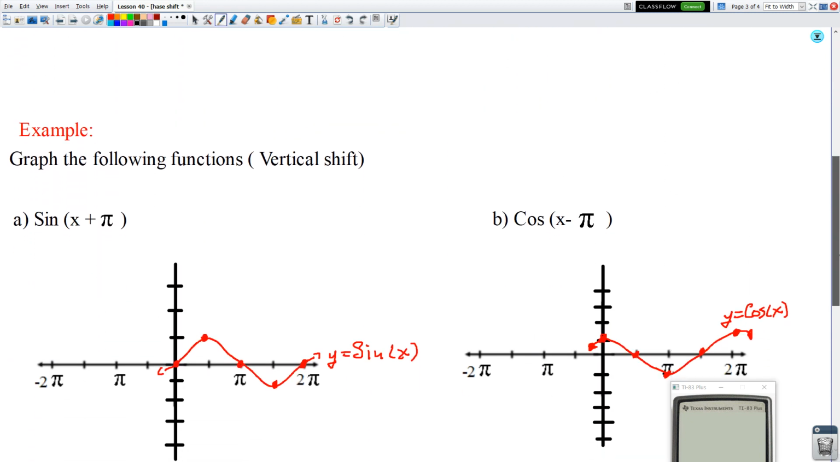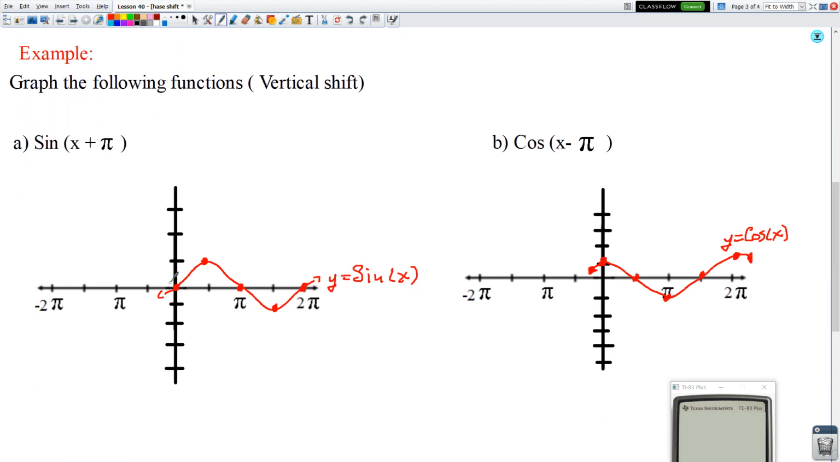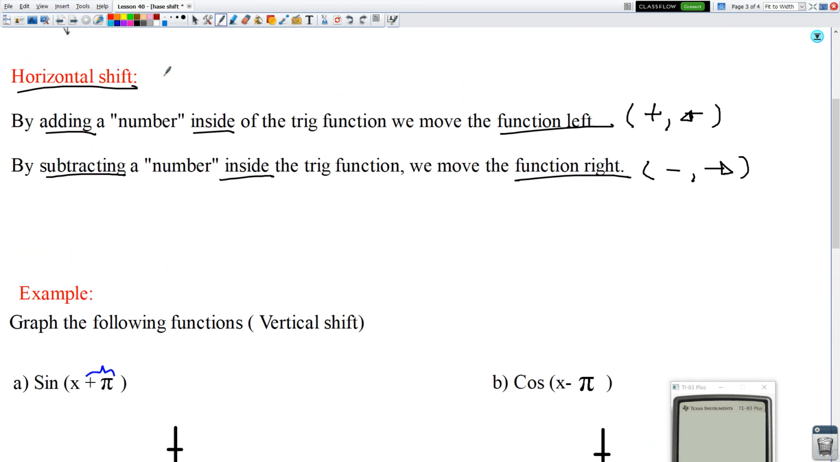So in the next examples, I already drew how the sine function and the cosine function look. So let's see how this plus pi affects the original. Because notice that if I block this plus pi, that's exactly the graph that we have for sine of x. But what happens to the function when you add pi? Well, notice that you're adding a pi inside, and according to the horizontal shift, if you're adding inside, which you are, you're going to be moving your function to the left.